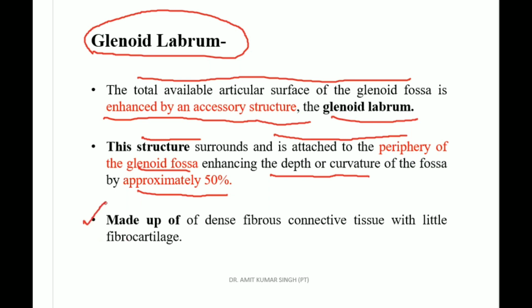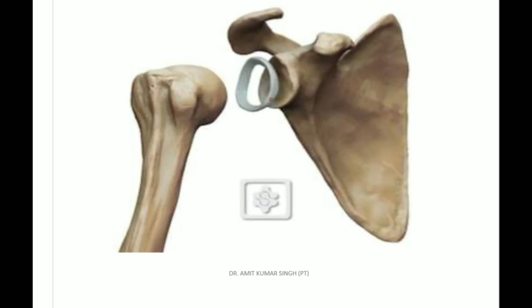This glenoid labrum is made up of dense fibrous connective tissue with little fibrocartilage. You can see here in this image this white colored structure. This is known as the glenoid labrum, which is fixed here on the periphery of the glenoid fossa of the scapula, providing 50% of the depth for the articulation of the head of the humerus to form the shoulder joint.